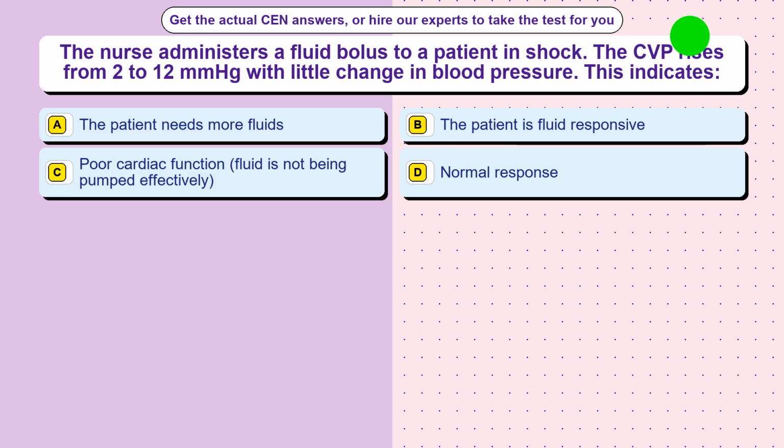Question 16. The nurse administers a fluid bolus to a patient in shock. The CVP rises from 2 to 12 mmHg with little change in blood pressure. This indicates: Option A. The patient needs more fluids. Option B. The patient is fluid responsive. Option C. Poor cardiac function, fluid is not being pumped effectively. Option D. Normal response.